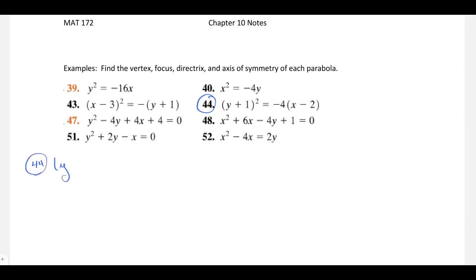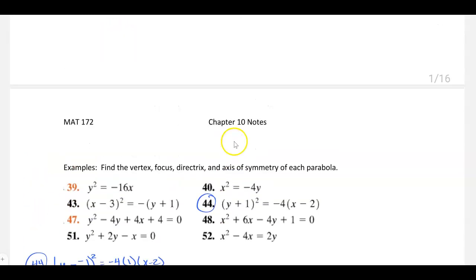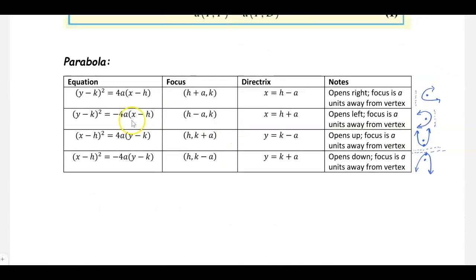So we've got y plus 1, which is the same thing as y minus negative 1 squared, equals, and there's a negative 4, so that means A's got to be 1, because that's how I would get a negative 4 there, times x minus 2. So if we compare this with our formats, notice it's fitting this format.